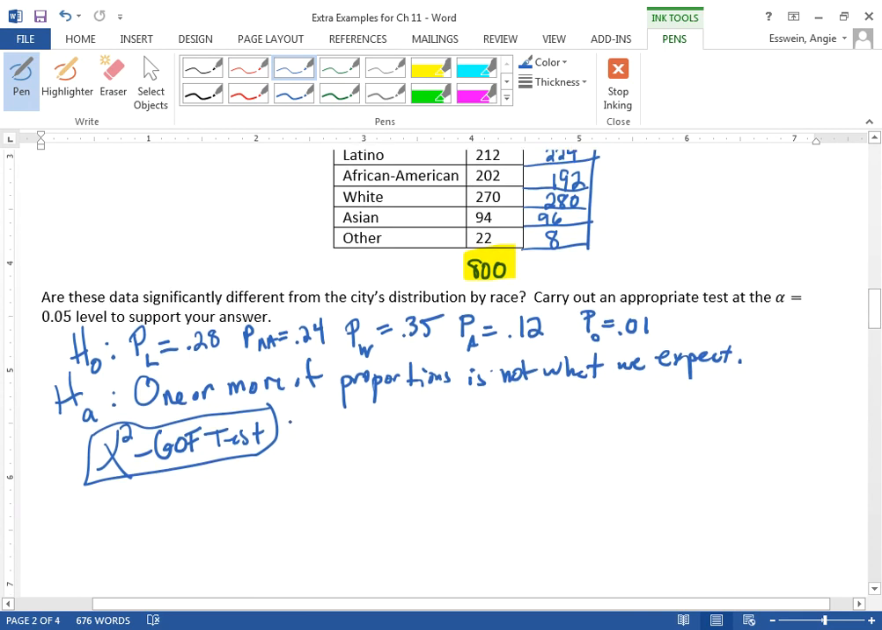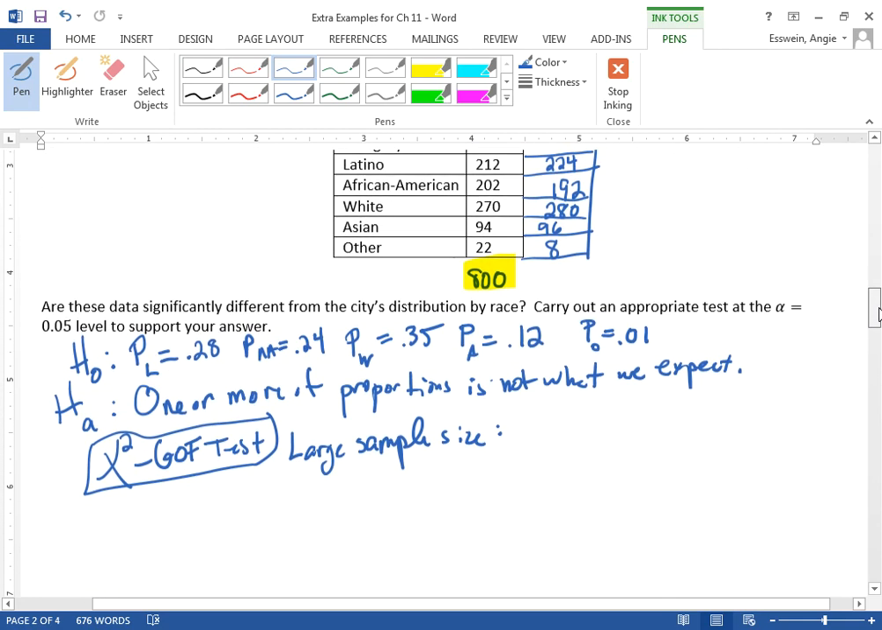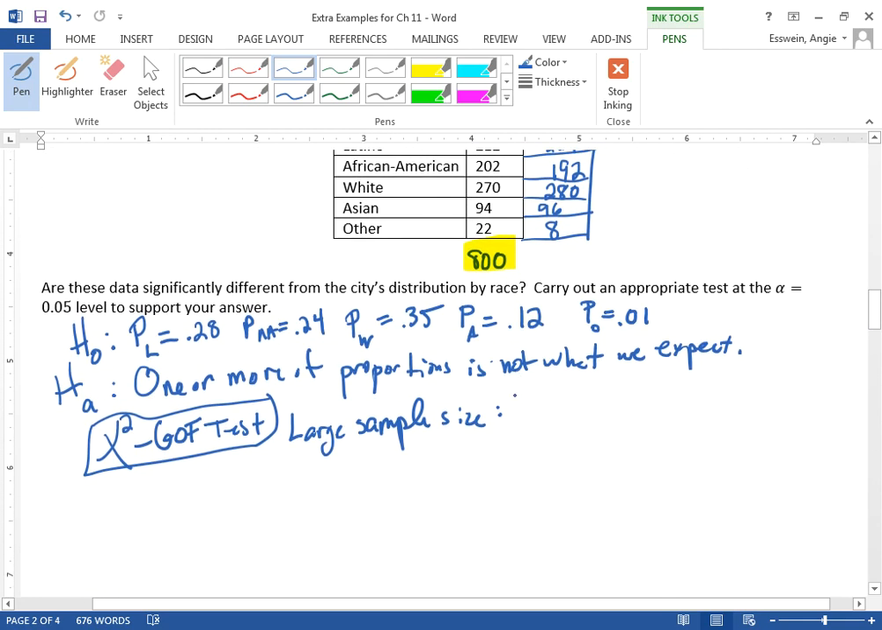The random and independent condition are the same. So let's just focus on the large sample size. Are all of our expected counts greater than or equal to 5? We computed them, right? Yeah, even the other. So they're all the expected counts. So you have to find them and show that they are greater than or equal to 5.